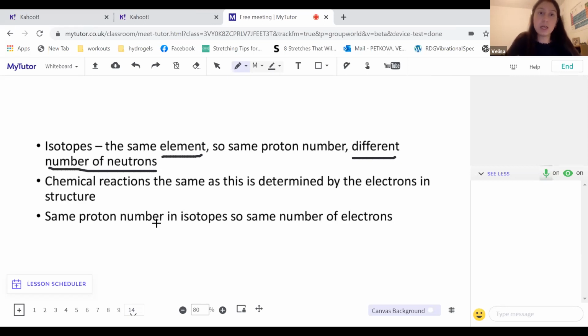The chemical reactions of these isotopes are the same because they're determined by their electronic structure. Because the proton number stays the same, which is equal to the electrons, they have the same electronic structure and same chemical reactions. Okay, hopefully that made sense. It's really common in the exam that they ask about the difference between transition metals and alkali metals. I've been looking through some past paper questions and they have come up quite a lot.